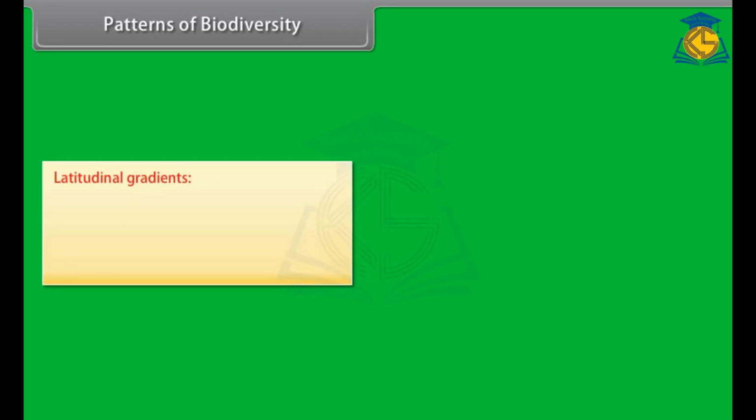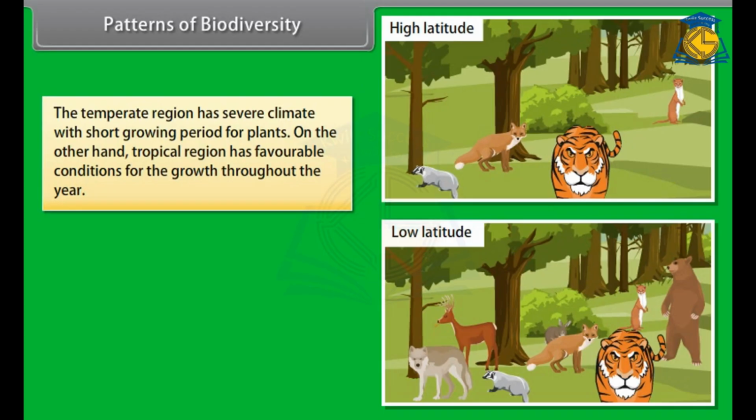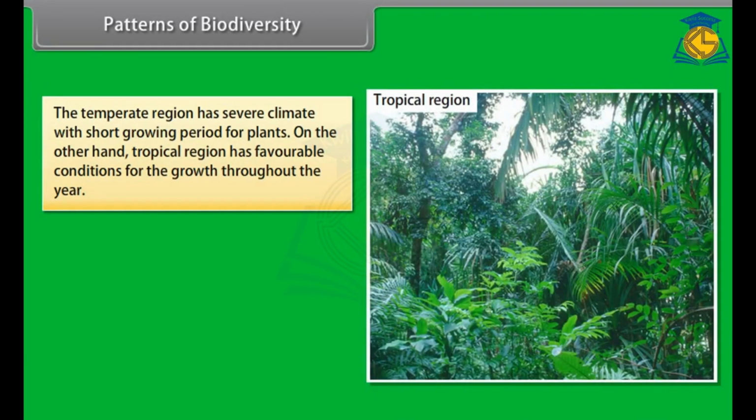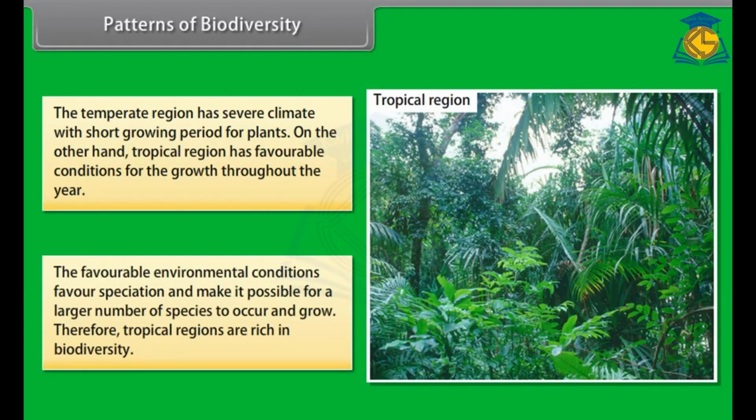Patterns of biodiversity. Latitudinal gradients. Biodiversity is not uniform on the earth. It varies with change in latitude or altitude. Biodiversity increases when we move from high to low latitude. The temperate region has severe climate with a short growing period for plants. On the other hand, the tropical region has favorable conditions for growth throughout the year. The favorable environmental conditions favor speciation and make it possible for a larger number of species to occur and grow. Therefore, tropical regions are rich in biodiversity.